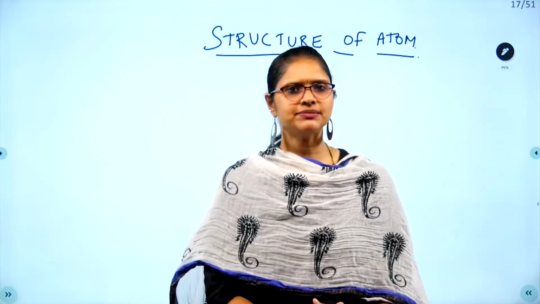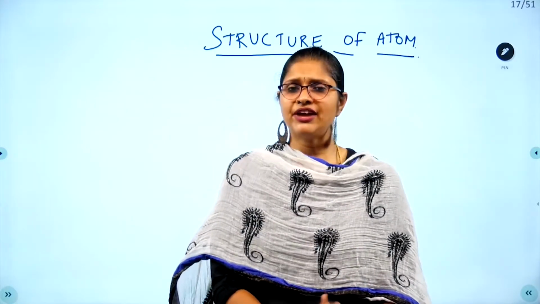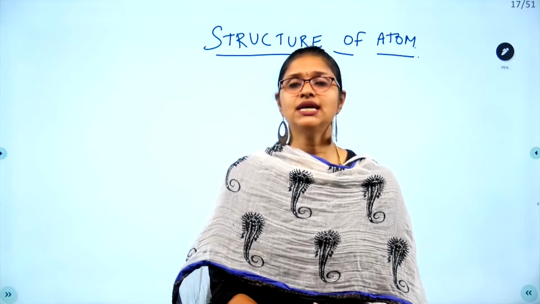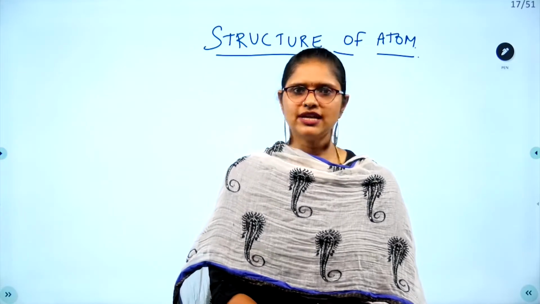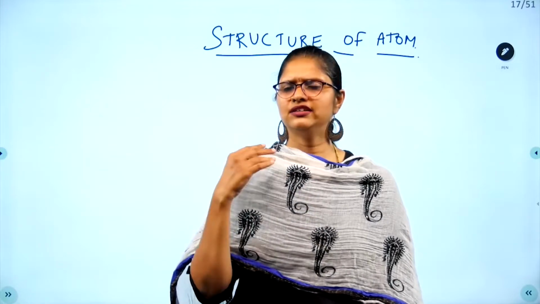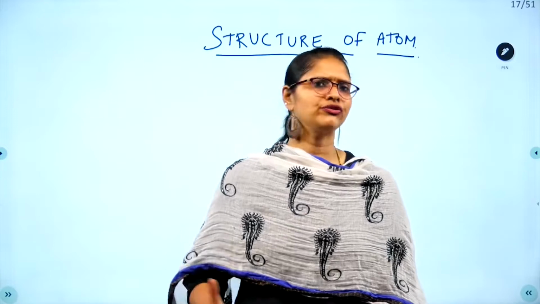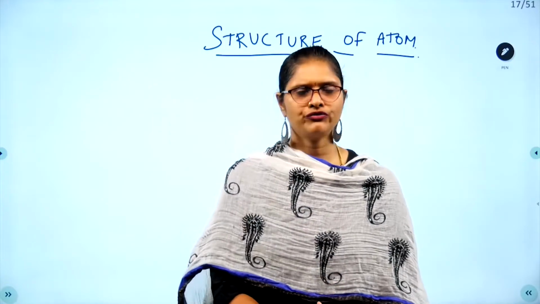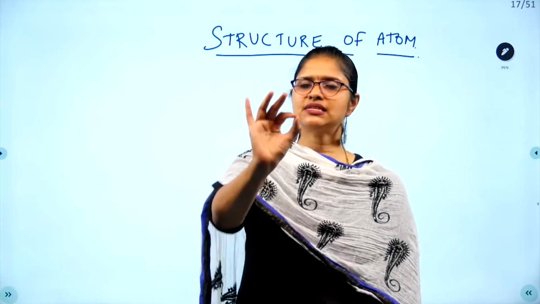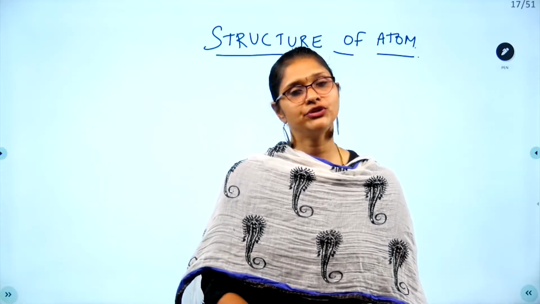So what is an atom? Atom is the smallest particle and everything in and around us is made up of atoms, right? Say book, pencil, chair, bag, whatever you use, everything is made up of atoms. So atom is the smallest particle. Now we are going to see the different scientists' views.